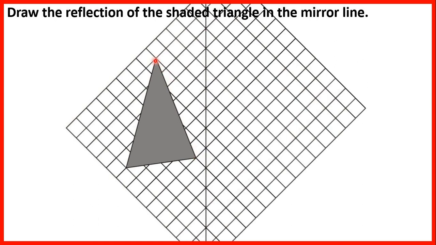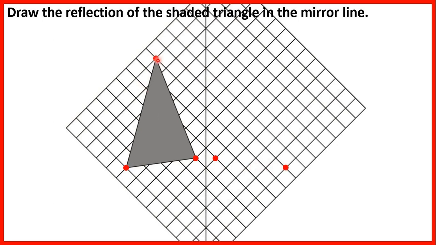just dot the corners, so count the number of squares from the mirror line. For this point here, we have half a square to the left, so we can dot half a square to the right. For this point here, we have 1, 2, 3, 4 squares to the left, so we can count 1, 2, 3, 4 squares to the right.